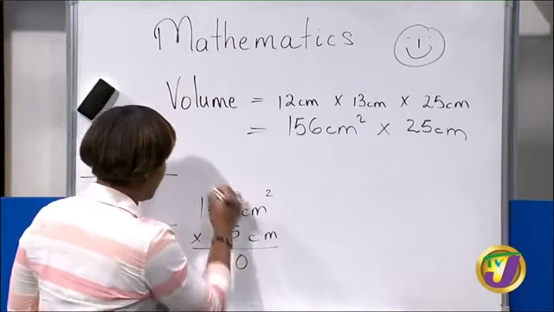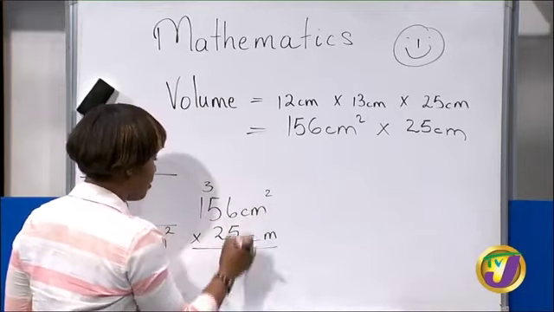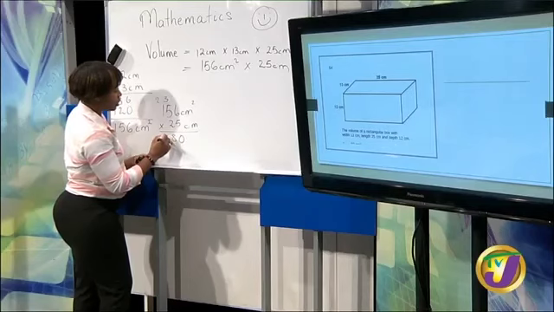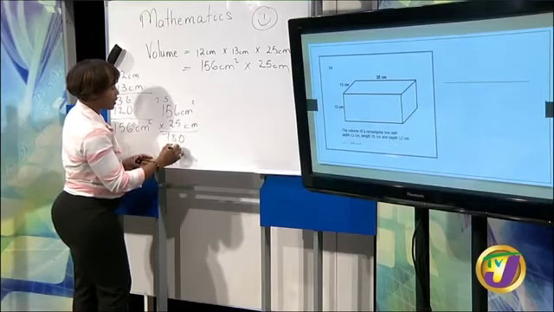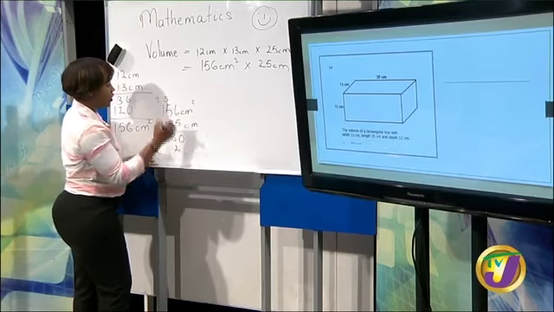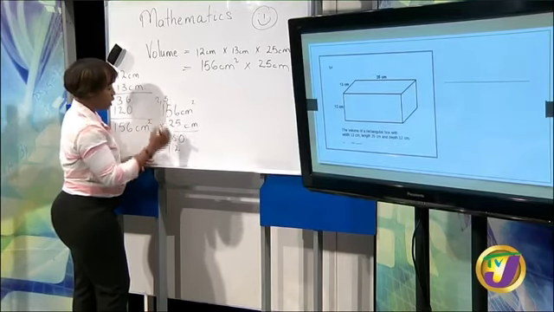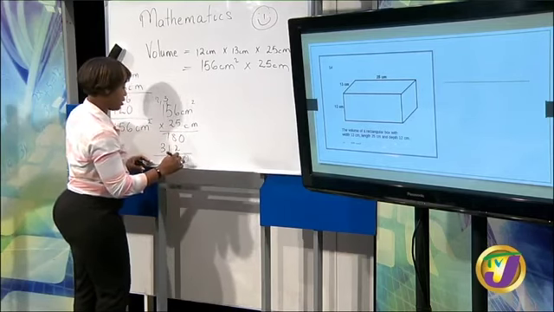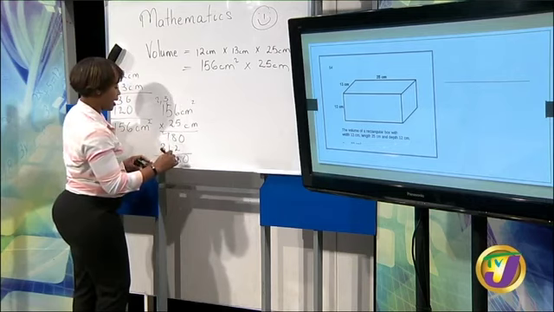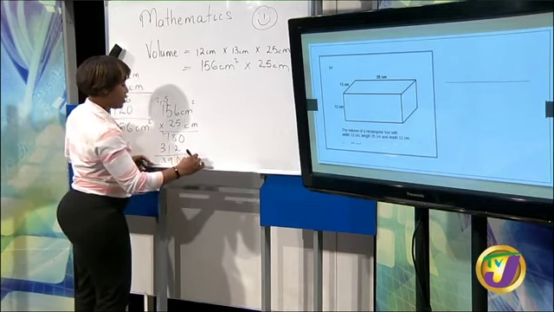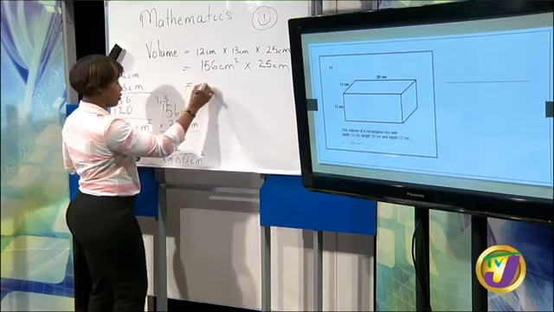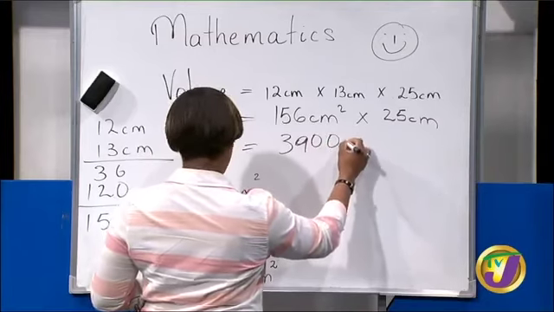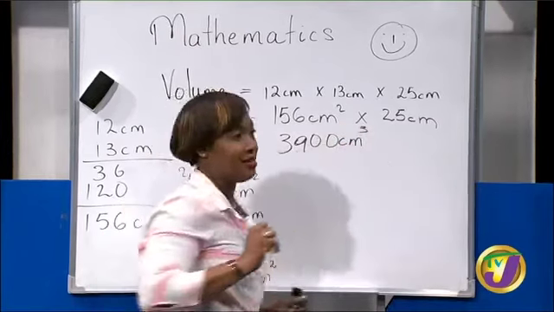5 times 6 is 30. 5 times 5 is 25, and 3 is 28. 5 times 1 is 5, and 2, that's 7. 2 times 6 is 12. 2 times 5 is 10, 11. 2 times 1 is 2, and 1 is 3. Then 0, 0, 8, 9, 3. And you are now in centimeters cubed, so your volume would be 3,900 cubic centimeters.